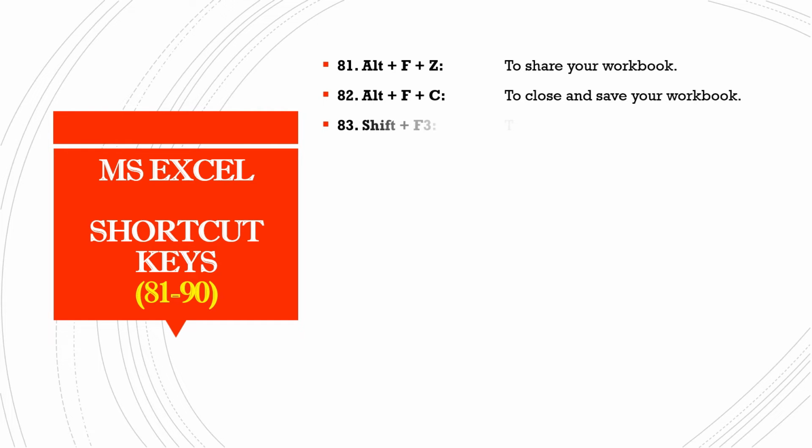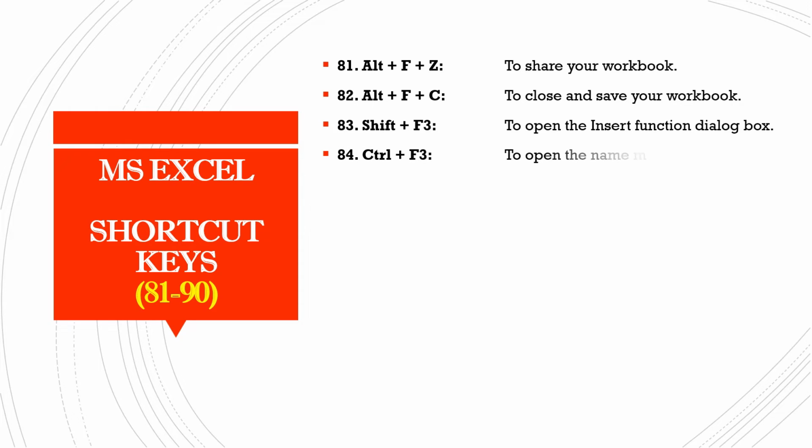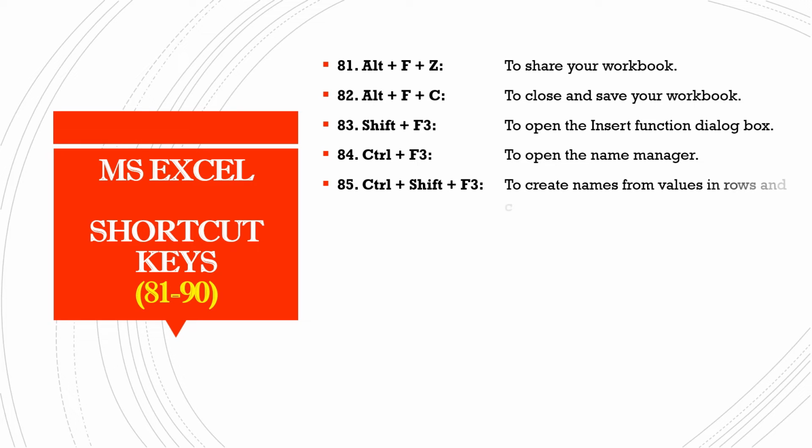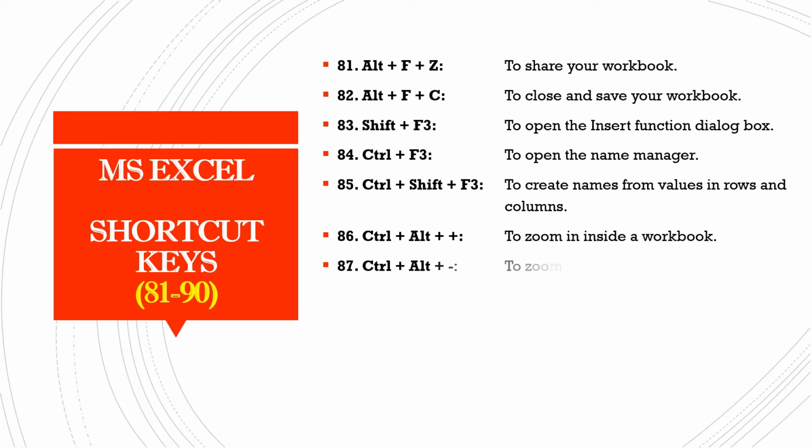Shift F3 is used to open the Insert function dialog box. Control plus F3 is used to open the name manager. Control plus Shift plus F3 is used to create names from values in rows and columns. Control plus Alt plus plus is used to zoom in inside a workbook. Control plus Alt plus minus is used to zoom out inside a workbook.